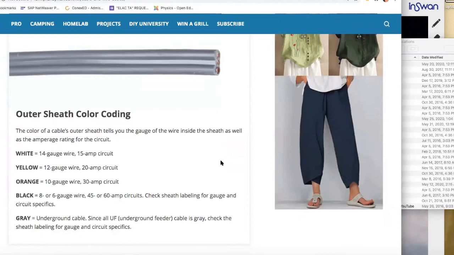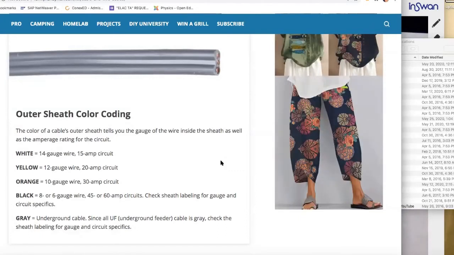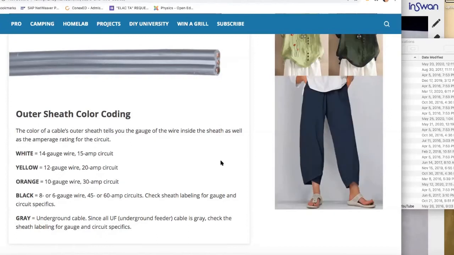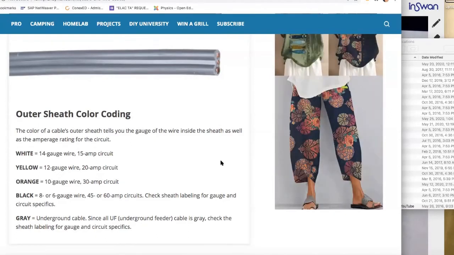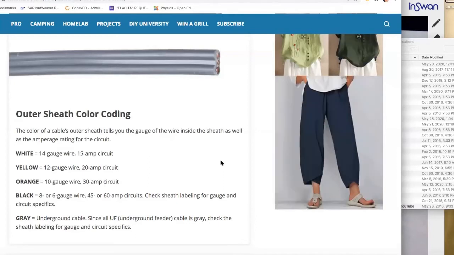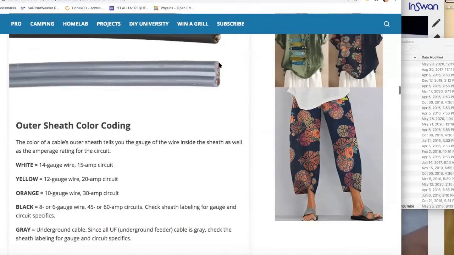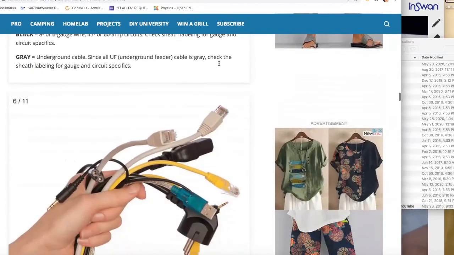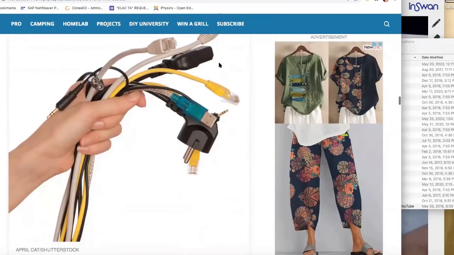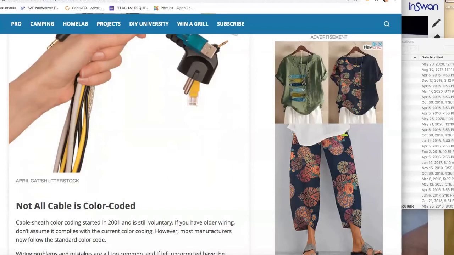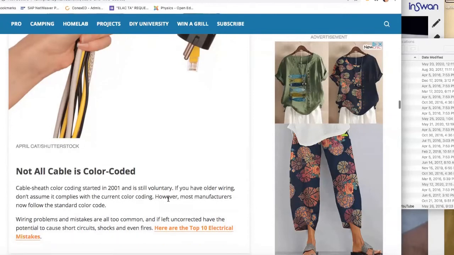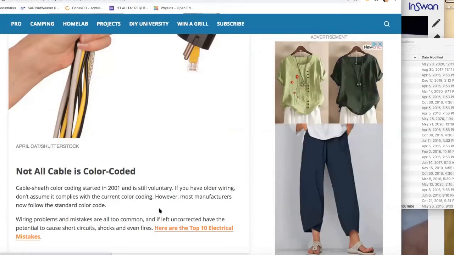And then gray, there's no gauge to it. Underground cable: since all underground feeder cable is gray, check the sheath labeling for gauge and circuit specifics. But they didn't say anything there, it's just underground. Not all cable is color-coded. Cable sheath color coding started in 2001 and is still voluntary. If you have older wiring, don't assume it complies with the current color code. Wiring problems and mistakes are all too common.